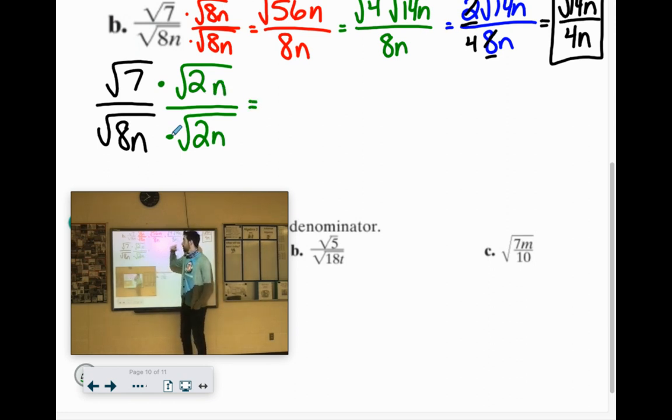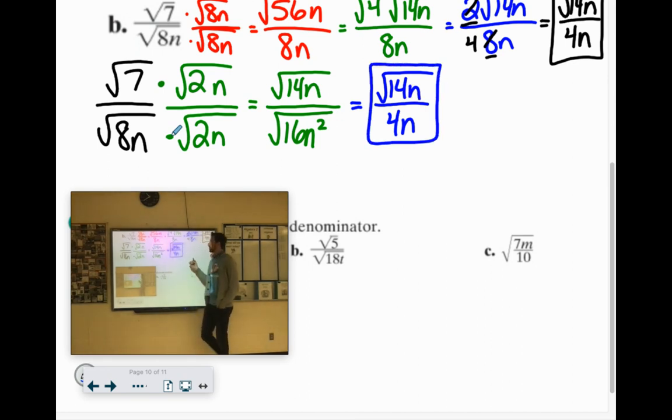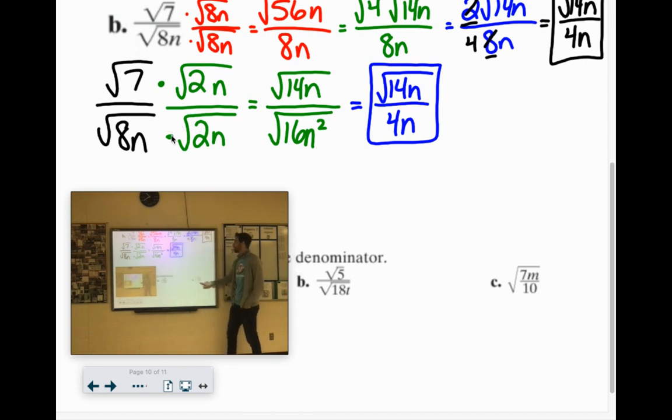If we were to do that, the numerator, root 7 times root 2n, becomes root 14n. The denominator becomes root 16n squared. And then you square root 16n squared, and that simplifies to 4n. And remember, once you square root it, you don't write the radical on it. Root 14n does not have any perfect square. So it came out to the same answer that we got the first time.